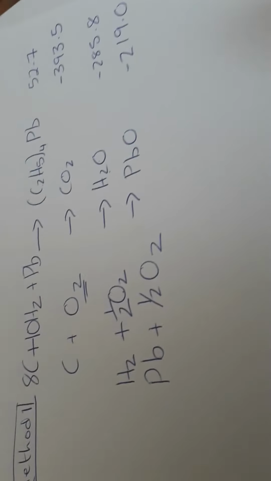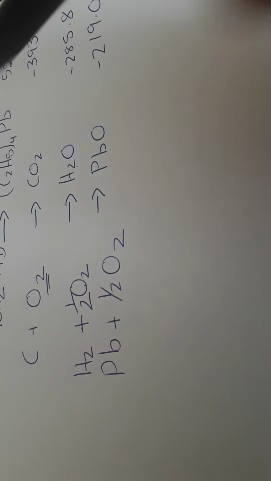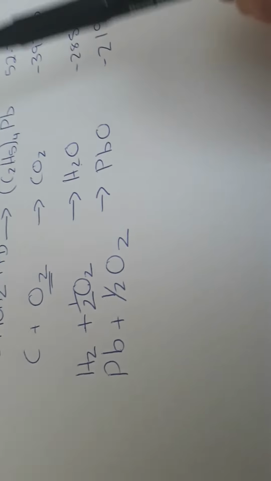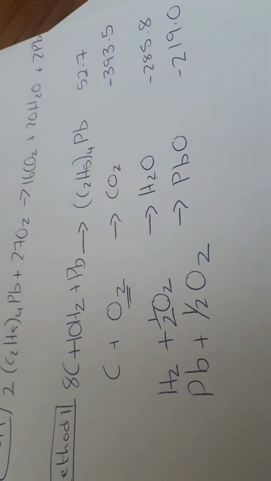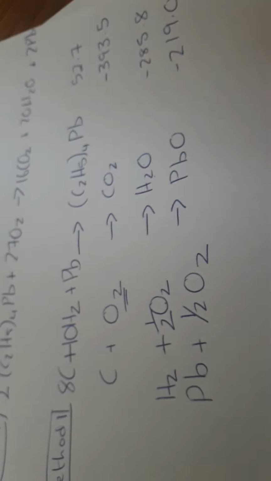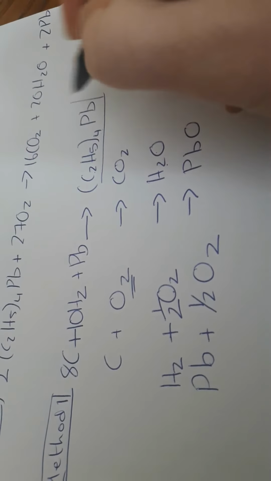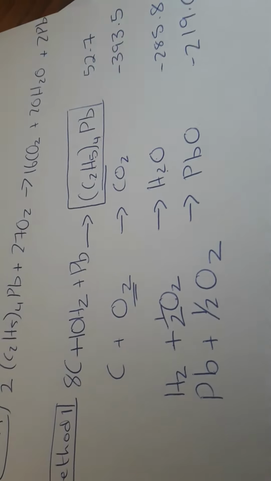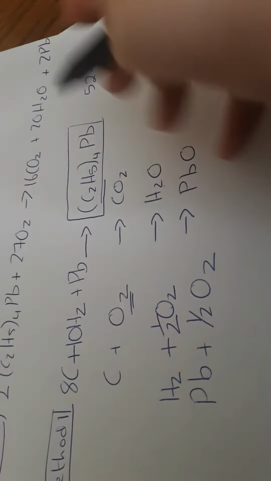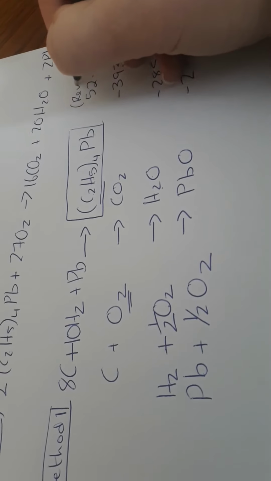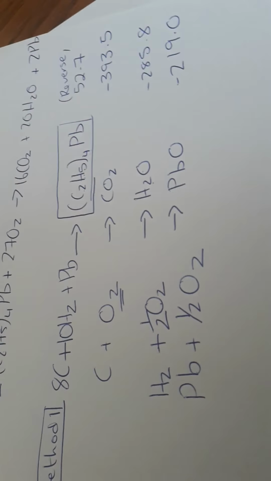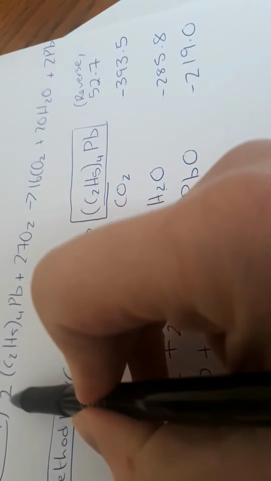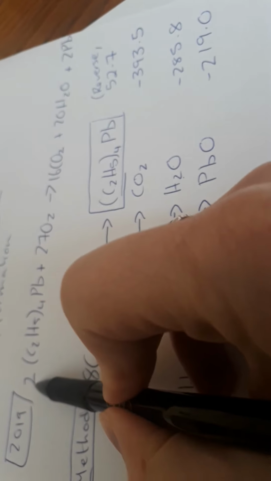And what we're going to look at now is where each of these appear on my actual equation. If I look at this, this is my heat of formation of my tetraethyl lead. So this here is on my right hand side, and it's on my left hand side in the equation. So I need to reverse it. When I reverse it, I also need to multiply by 2, because I have 2 here.